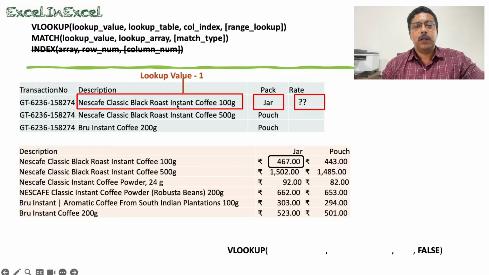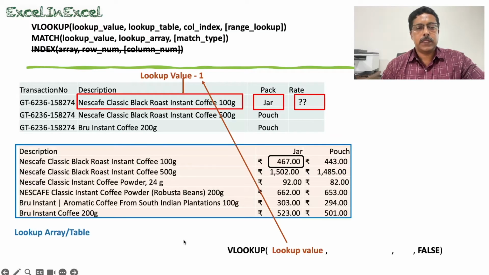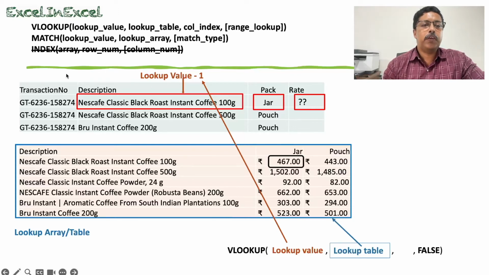So this is the lookup value. So we look up for this value in this table. Therefore, this is the lookup value I'll put up. Then the range of the lookup, of course we know it, it will be this, and therefore this is the range we are going to put in. So if we are looking for this lookup value Nescafe Classic Black Roast Instant Coffee, and we are searching it here, it will be found in this row, that is the second row of the table lookup.